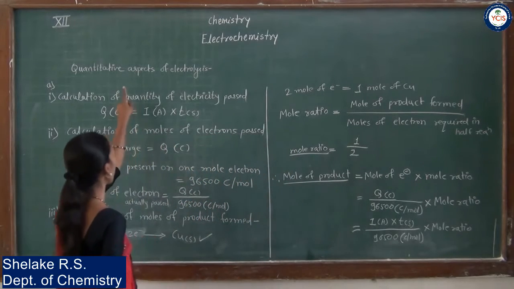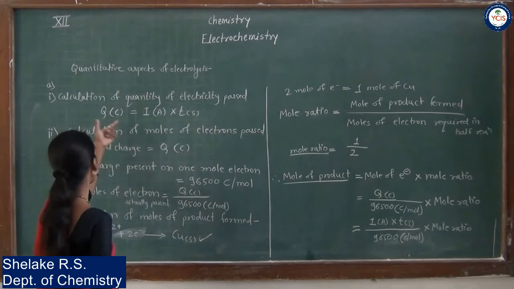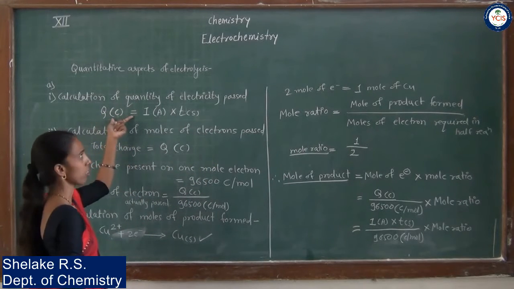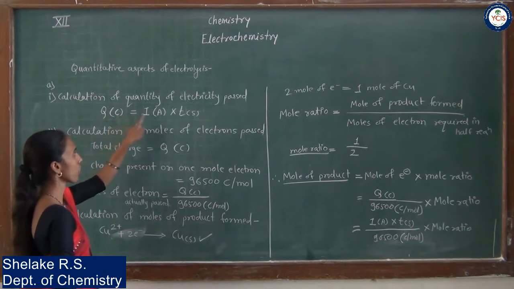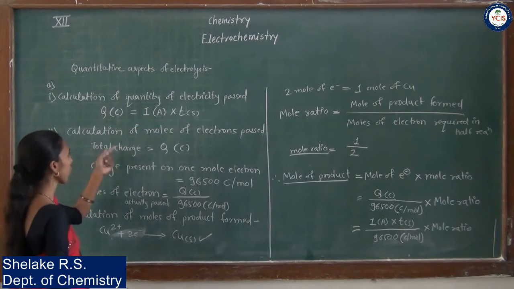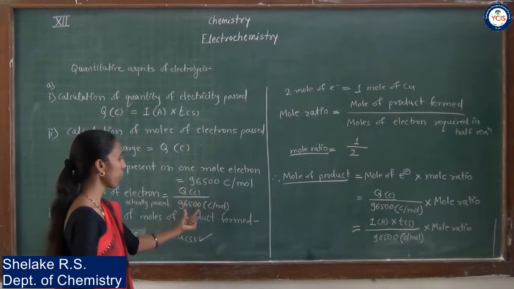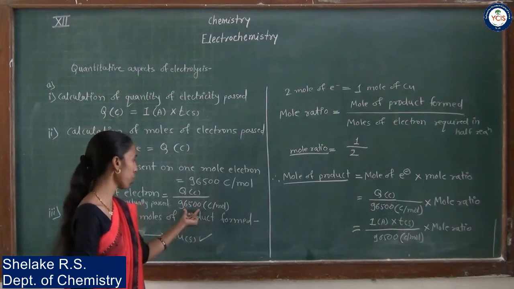See here, in the quantitative aspect of electrolysis, we found the first formula for the quantity of electricity, which is nothing but total charge: Q is equal to I into T. The second one is the calculation of moles of electrons, which is nothing but Q divided by 96,500.